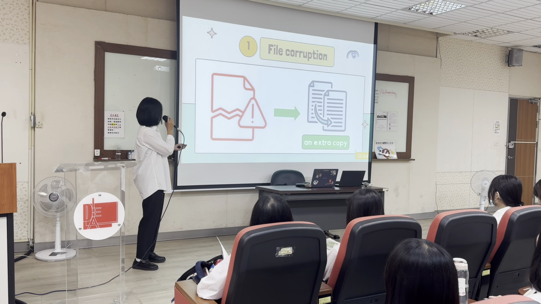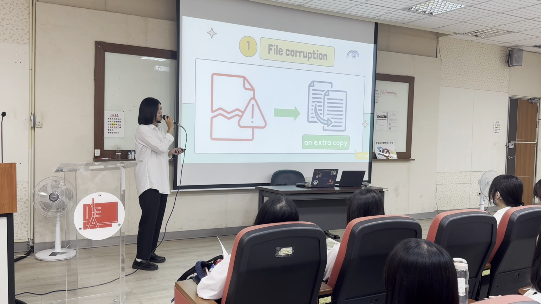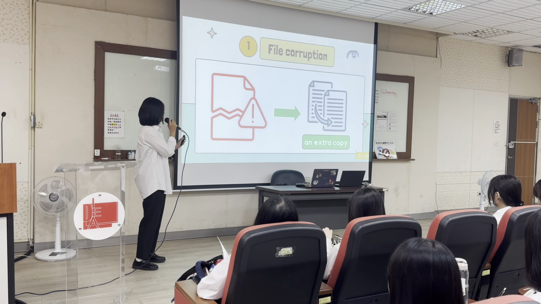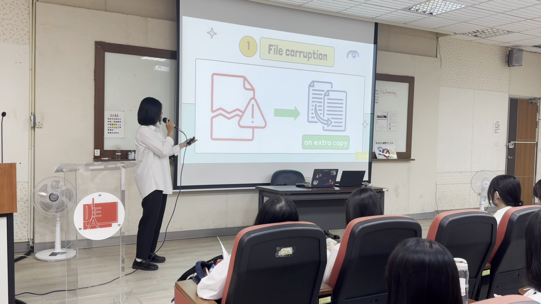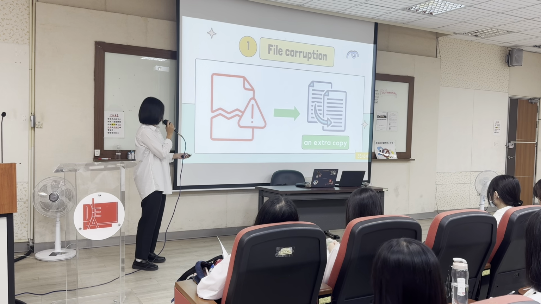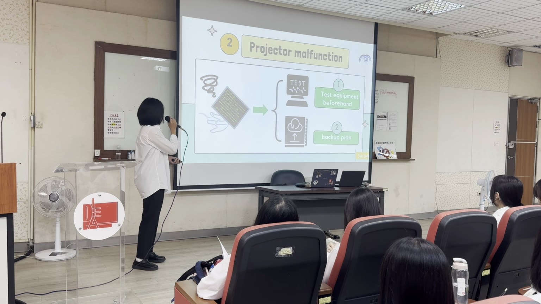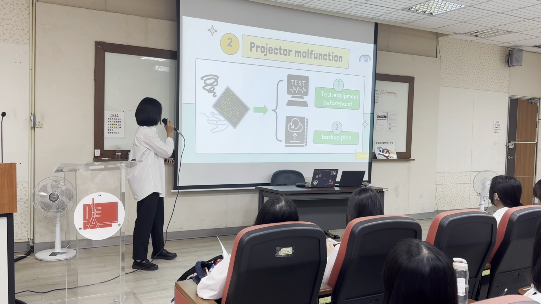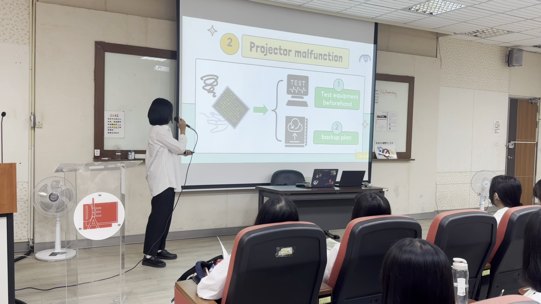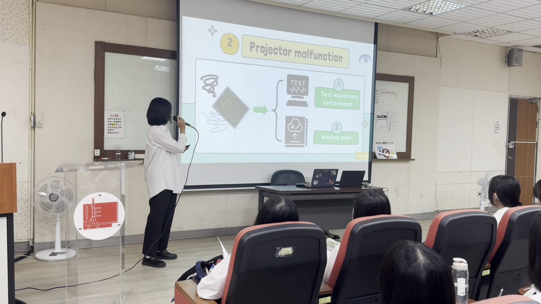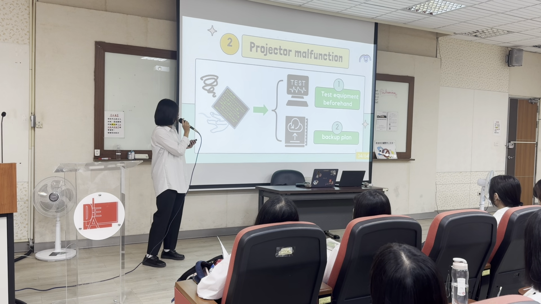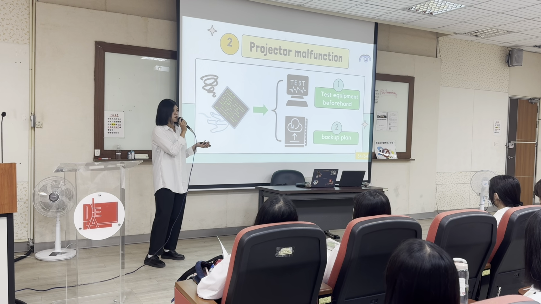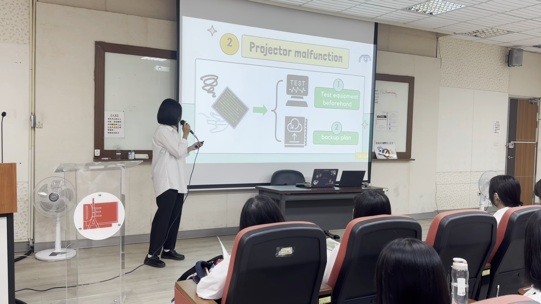The first one is file corruption. It's already in your textbooks. The solution is to save an extra copy. The second one is projector malfunction. The solution is to test equipment beforehand and to always have backup plans such as a second screen ready and printed handouts.